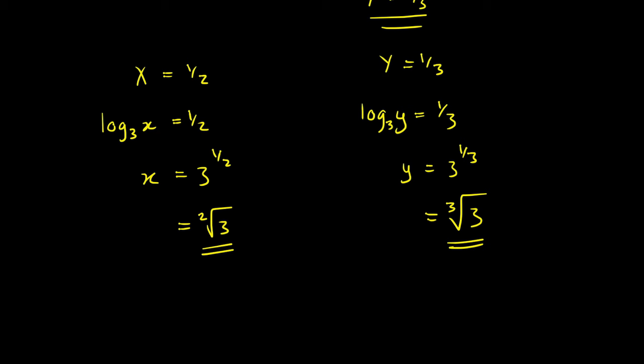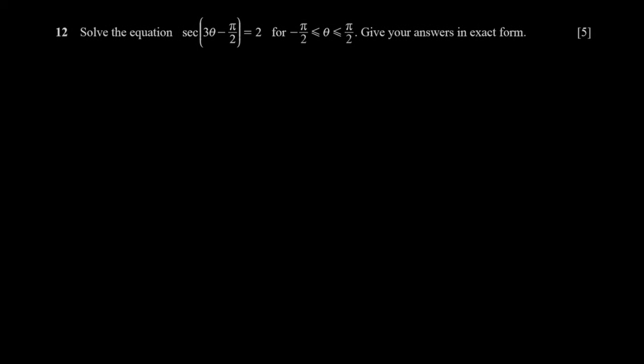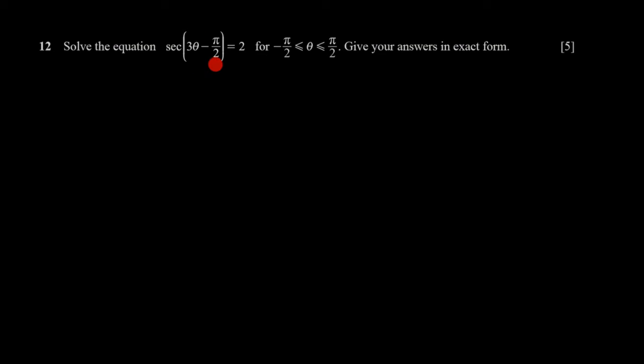Okay, so a little bit of manipulation, and hopefully you should be able to get the answer there, although I think that question is a little bit tricky. Okay, then the last question on the paper, a trigonometric question. Solve this equation, beg your pardon, solve this equation for values between pi by 2 and negative pi by 2, giving your answers in exact form.